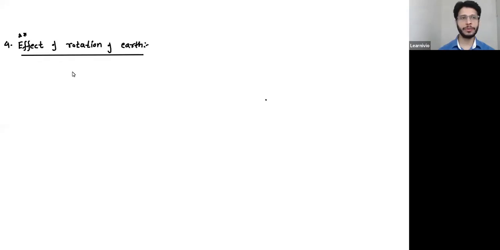And do one numerical on the concept. This is not in NCERT, but it's an important feature, you should know this thing. While calculating the expression of acceleration due to gravity, which is GM by R square, we have considered that Earth is at rest. But actually, Earth is not at rest, it's rotating about its axis.